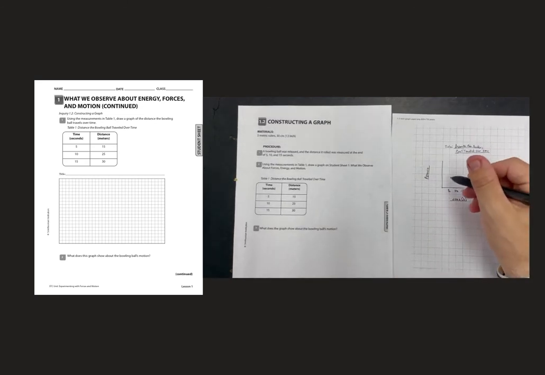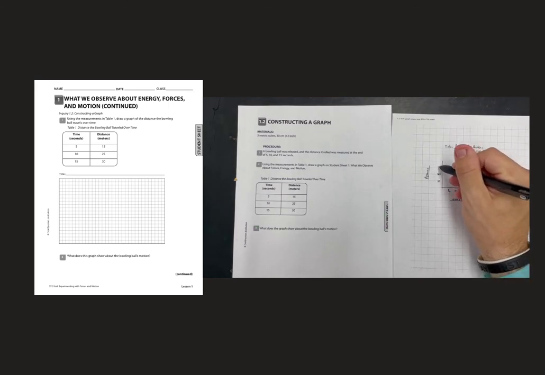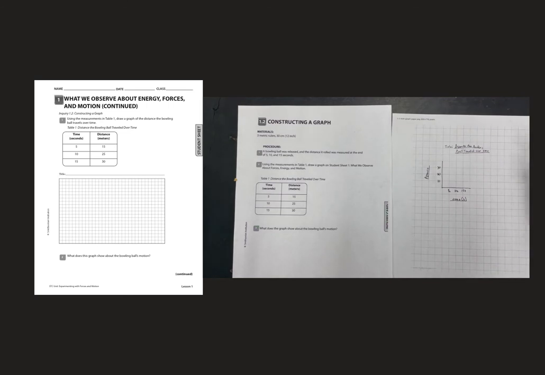So let's do this. So 10, 20, and 30. So 5 would be here, 15 would be here, 25 would be here. So that's very, very easy to show. All right, so the type of graph we're making for this is a bar graph. So that means we're gonna have little bars to go up how far it went.